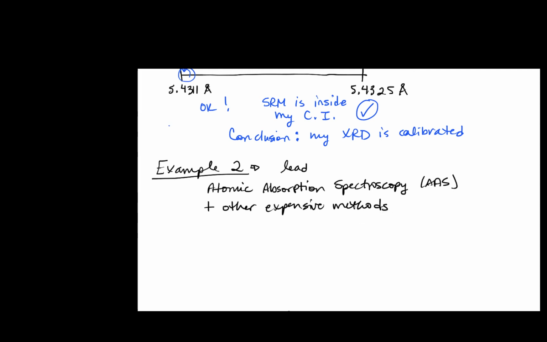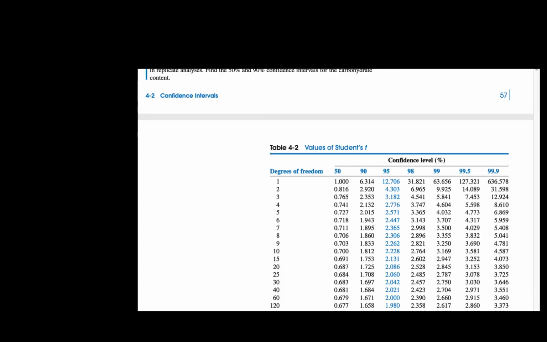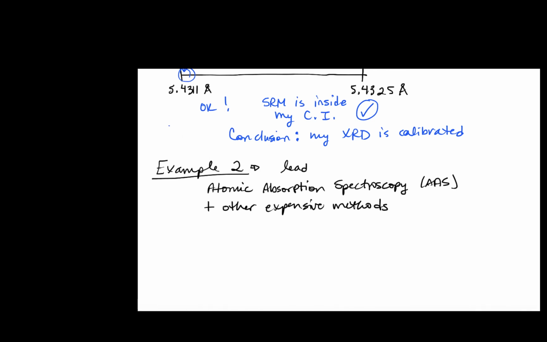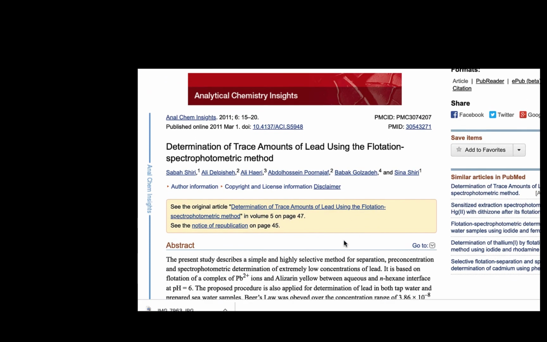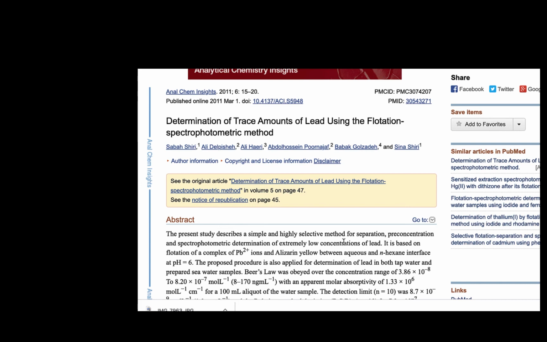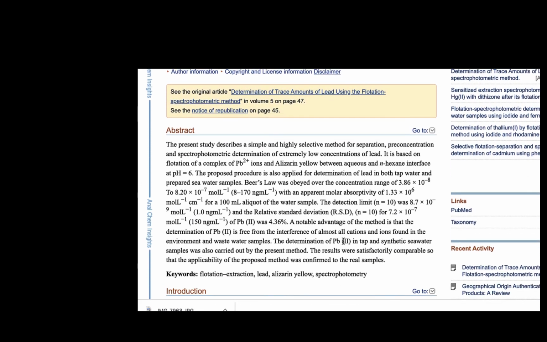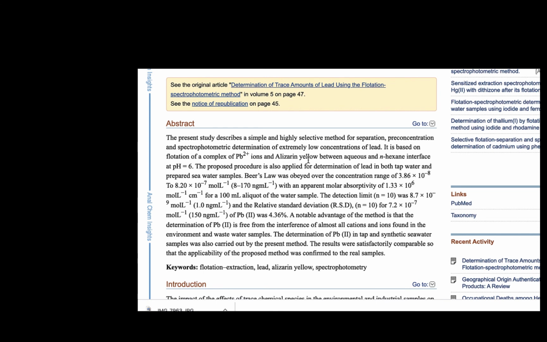So I managed to find this journal article. I'm going to switch over to it right now. Okay, so here's the journal article. It's in a journal called Analytical Chemistry Insights. And it's talking about using this flotation spectrophotometric method. And I'm posting this on our Moodle, so you can take a look at it if you are interested in it. And what it does is it uses these lead ions and alizarin yellow, which is a dye, and it floats a complex between these two, between a water and hexane interface at a specific pH.